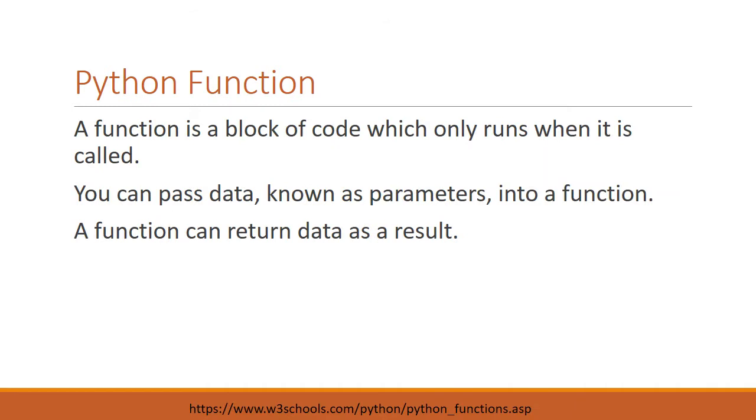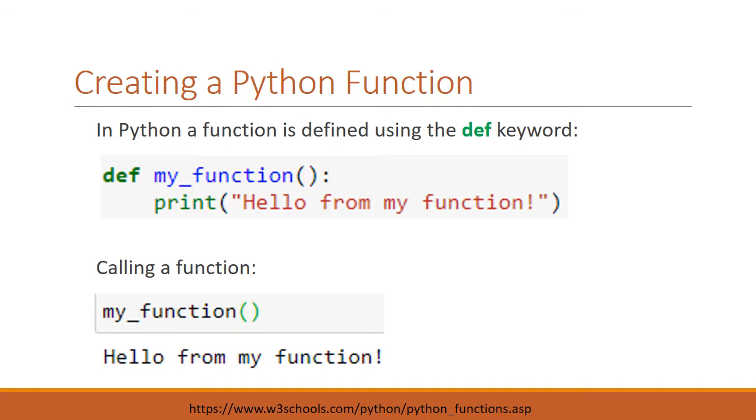A Python function is a block of code which only runs when it's called. You can pass data, known as parameters, into the function. A function can return data as a result. A Python function is defined using the def keyword. So here's a very simple example of a function.